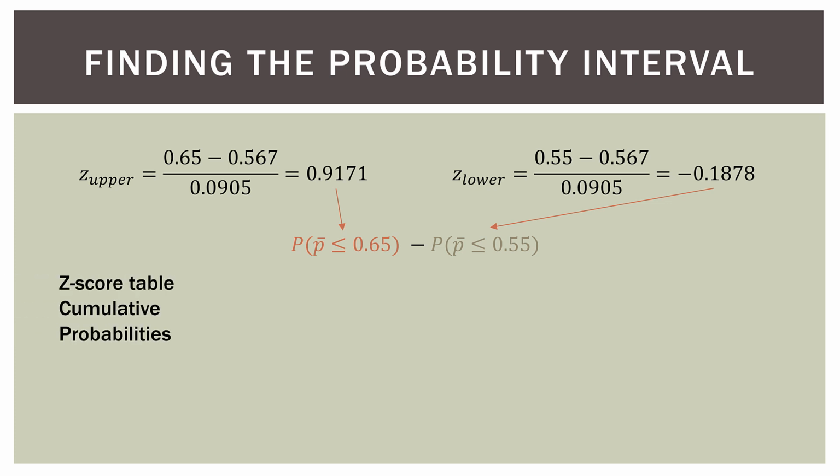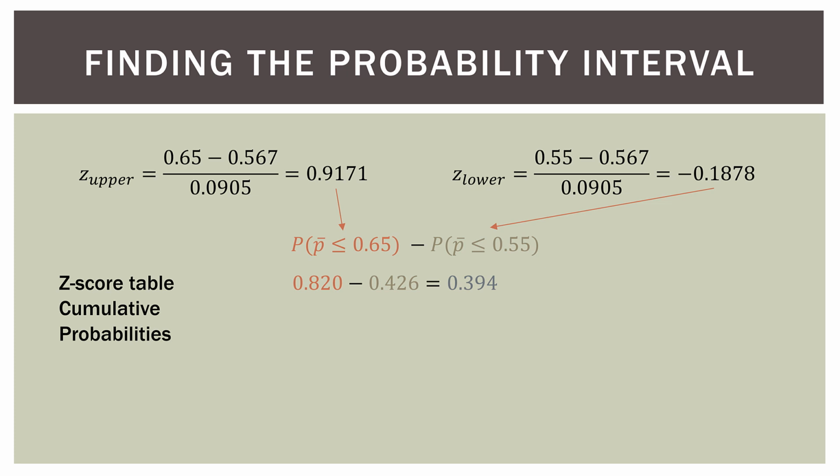So we find the cumulative probabilities using our z-score table in the back of the book or online, phone app, whatever you have. So the cumulative probability to a z-value of 0.9171, remember that's the longest one that we had in the previous slide, is 0.82. So that represents 82% of the area under that curve. Then we find the cumulative probability, left to right, of a sample proportion of 0.55. That is 0.426. So that's 42.6% of the area under the curve.